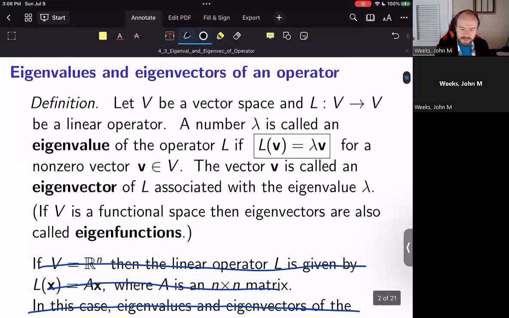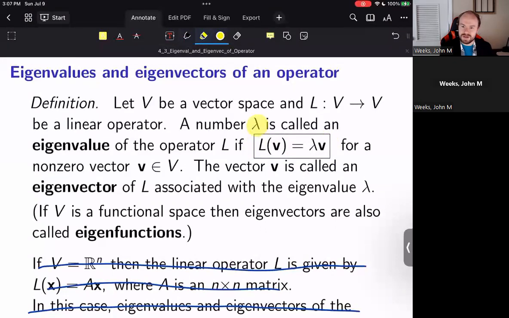So let's go ahead and make sure that we get our definitions straight when it comes to linear operators. Now, it is not necessarily true that a matrix multiplication does the trick for us in terms of these vector spaces, because in particular, we could be working with infinite dimensional vector spaces. So in general, let's take a vector space V and a linear operator on that vector space. We're going to call any number lambda an eigenvalue of it if it solves the same type of equation as what we had before.